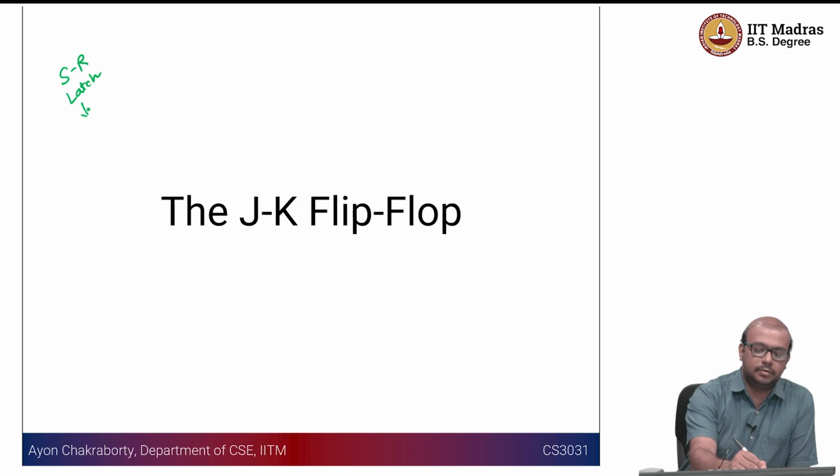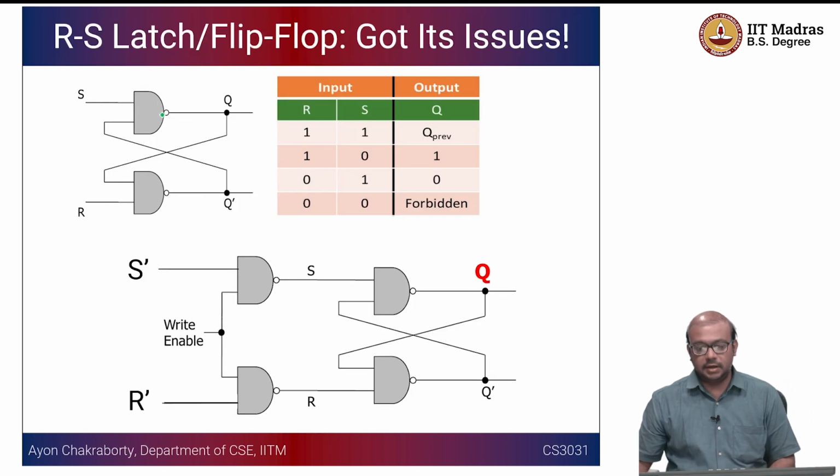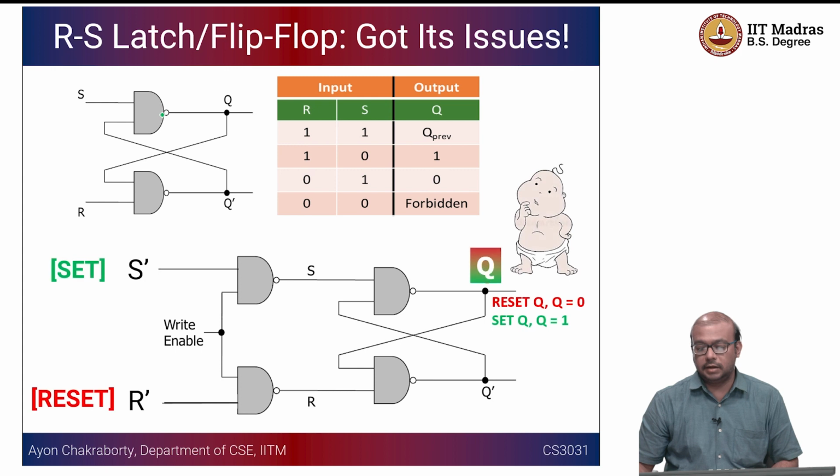Till now we started with an SR latch, then we moved on to a D latch, then we moved on to a D flip-flop. Same thing we have here. It started with an SR or RS latch, and we saw that it had issues, particularly with respect to the 0 input. And you can always use this with a write enable.